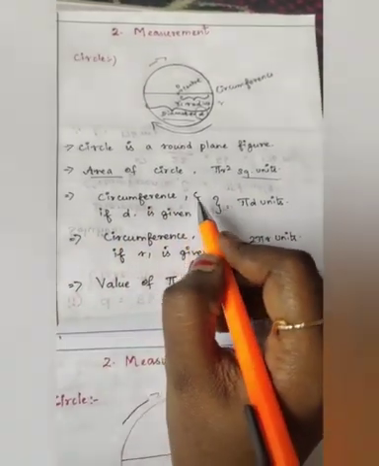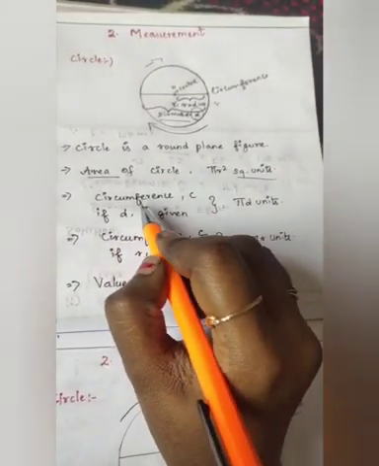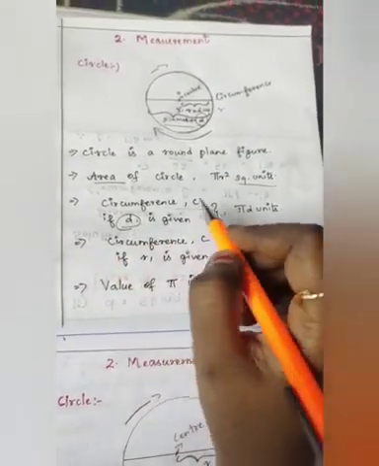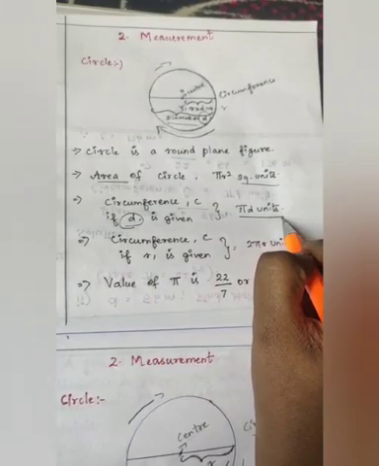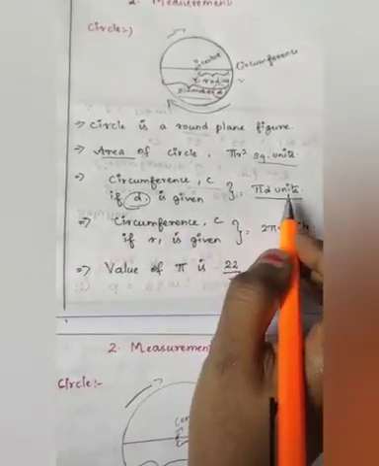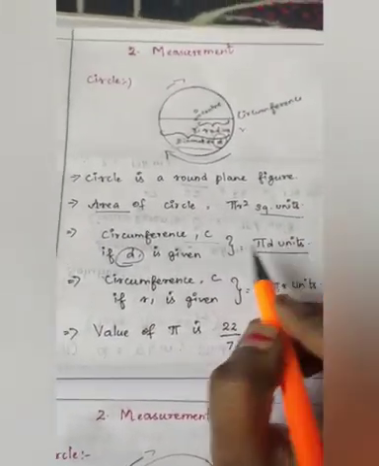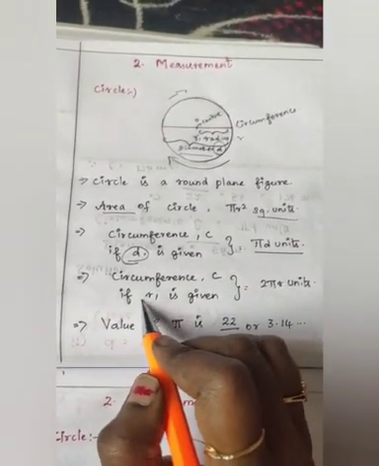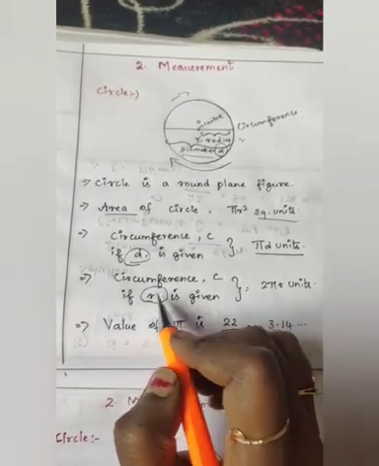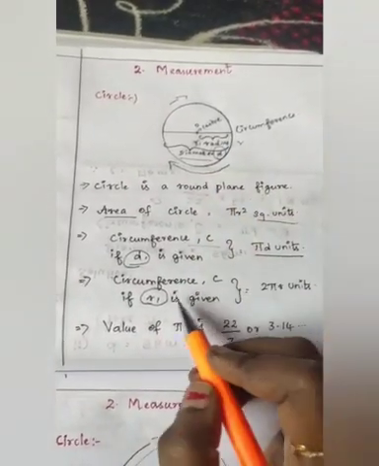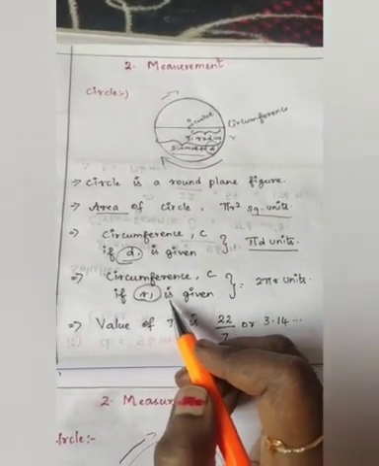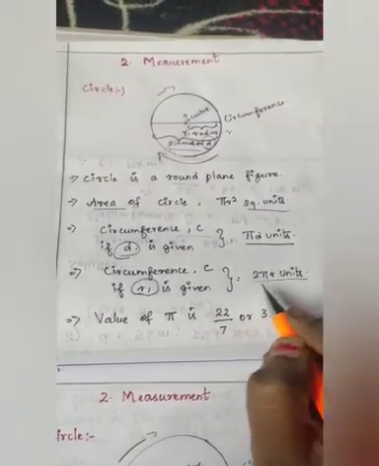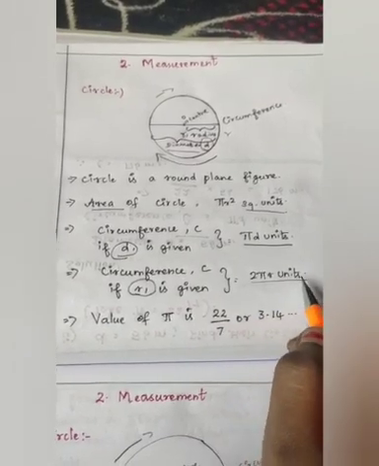Next, circumference of the circle. If they tell us to find the circumference of the circle and they give the d value, then we need to use this formula: pi d units. Next, if they tell us to find the circumference and r is given, r is nothing but radius, then we have to use 2 pi r units, which is 2 into pi into r units.